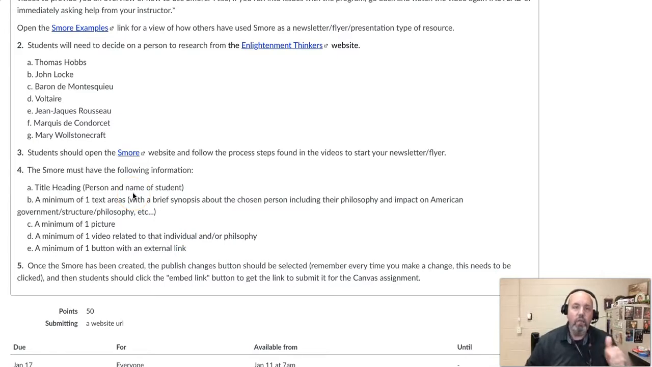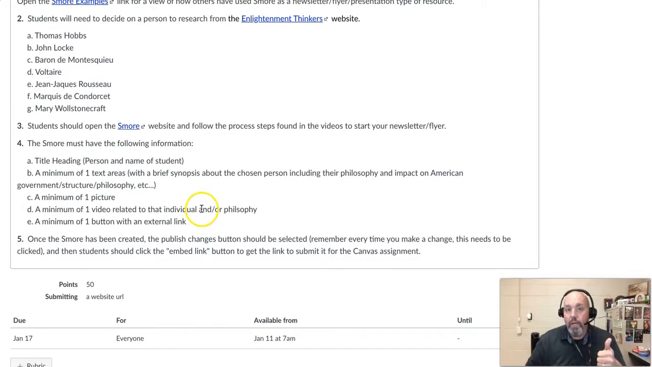You must have a title, which includes the name of the person and your name. You need to have a minimum of 1 text area. Now this text area, I don't want you to copy and paste. I really want you to put it in your own words, right? And the whole idea is that there is a synopsis of the basic idea of their philosophy and how it impacted American government structure, philosophy, etc. Okay, so put it in your own words. Don't just copy and paste. That's not really the best way to do anything, because it doesn't really help you understand what it actually means.